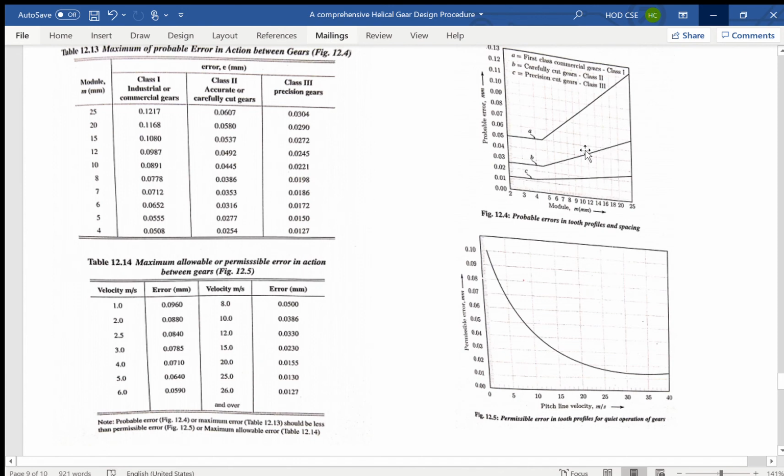These two graphs correspond to these tables. This table and this graph match, and this graph and this table match. So here based on the module and class of gears you can obtain the error. Here based on the velocity you can obtain the error. This is also based on the pitch line velocity. Here based on the module and the class of gears, you can obtain the error.